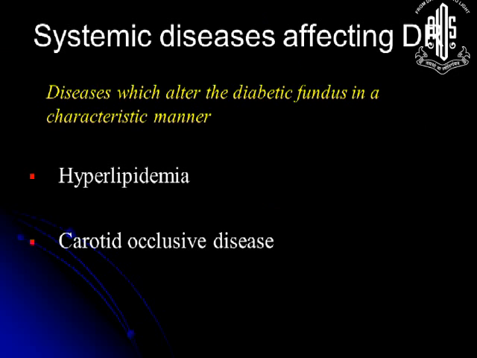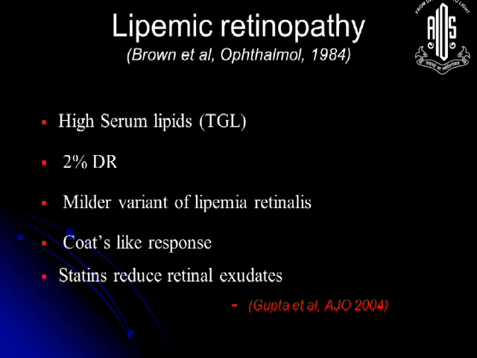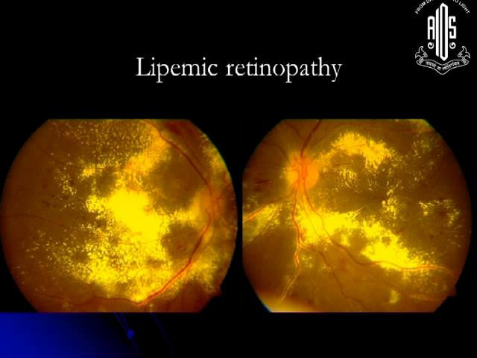Now, systemic diseases, as we've seen, can affect diabetic retinopathy. These are diseases which affect the diabetic fundus in a typical manner: hyperlipidemia, carotid occlusive disease. Lipemic retinopathy, as described by Brown et al., basically has high serum lipids, usually triglycerides, seen in 2% of cases. It's a minor variant of lipemia retinalis. There's a typical Coates-like response. It looks like Coates disease, and as Gupta et al. have shown us, statins can reduce retinal exudates and have an ameliorative effect. It's a case of lipemic retinopathy.